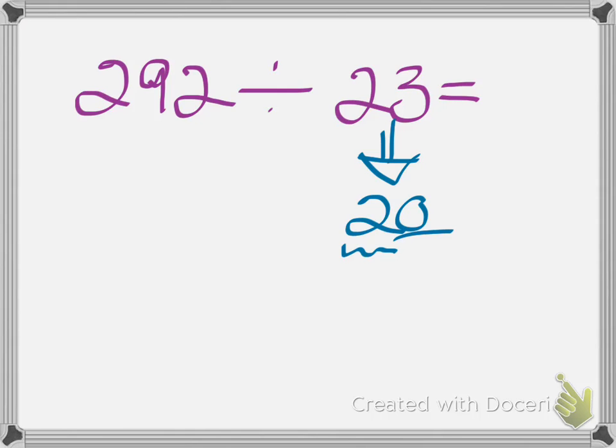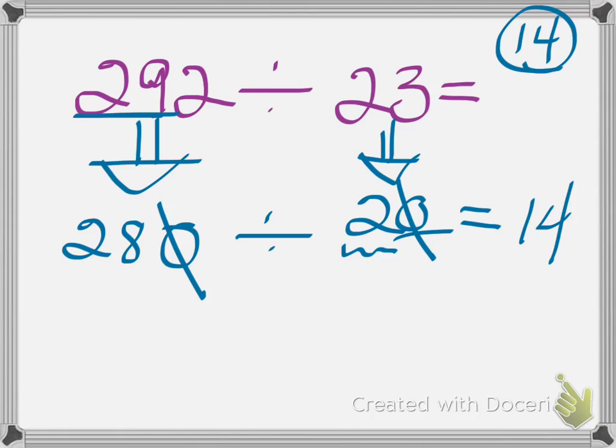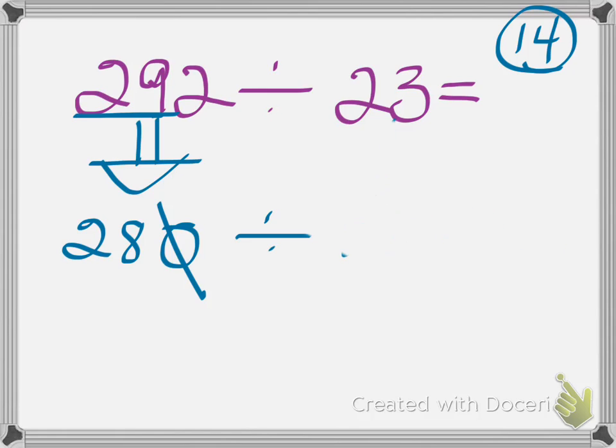So I'm going to take 292 and make that a compatible number. And I'm going to change that 29 to 28. And then I have 280. So then I'm going to take 280 divided by 20. Take off the zeros by dividing by 10 immediately. Now I have 28 divided by 2. 28 divided by 2 is 14. So 14 is likely to be my answer, or really close to the actual answer.